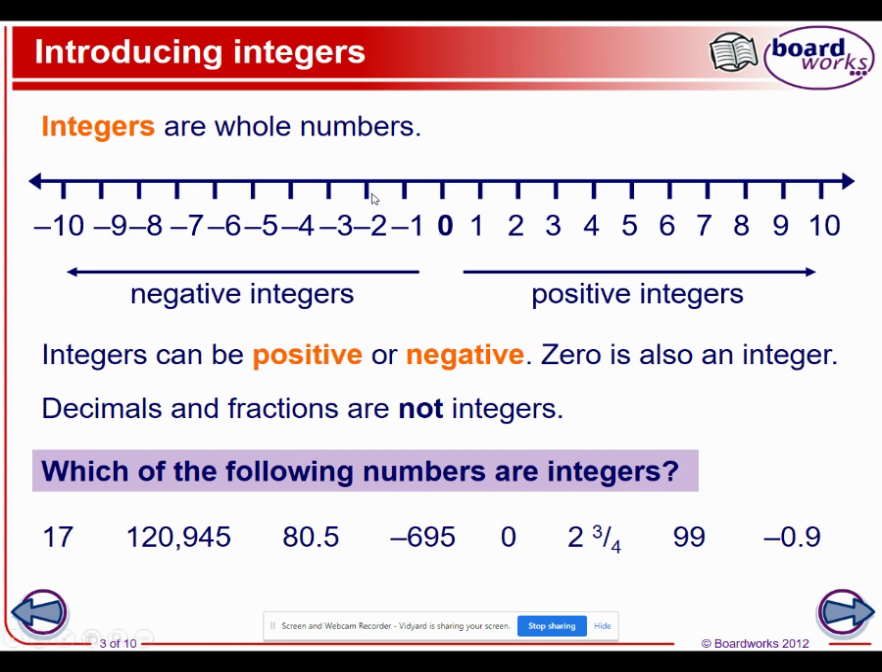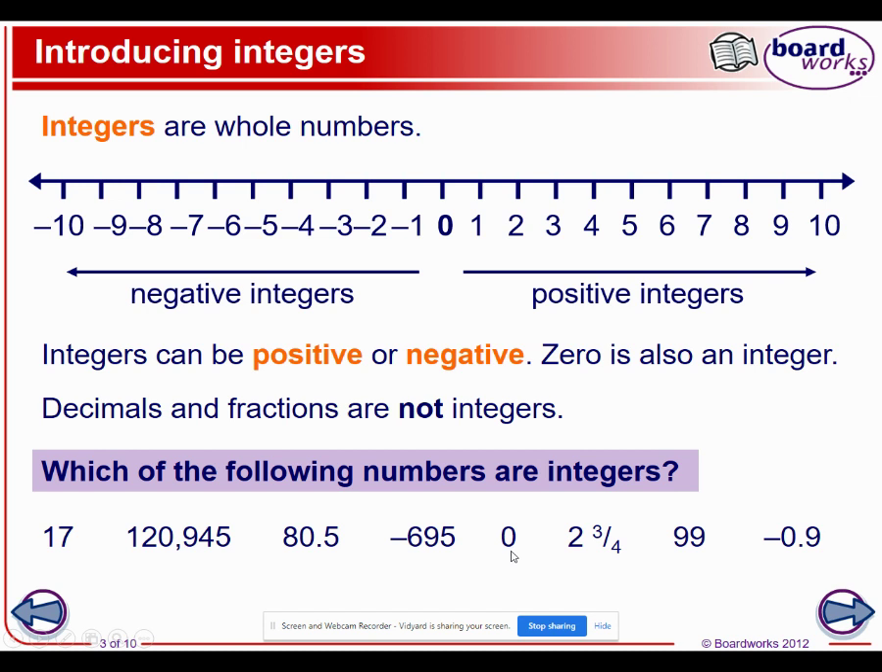Okay, so again, from our definition, integers are whole numbers. So let's just start with that. 17 is a whole number, so that would be an integer. 120,945 is a whole number, so that would be an integer. 80.5 is not a whole number because we've got this 0.5, so that would not be an integer. -695 is not a whole number, but it is the opposite of a whole number. The opposite of this whole number would be 695. So this is an integer.